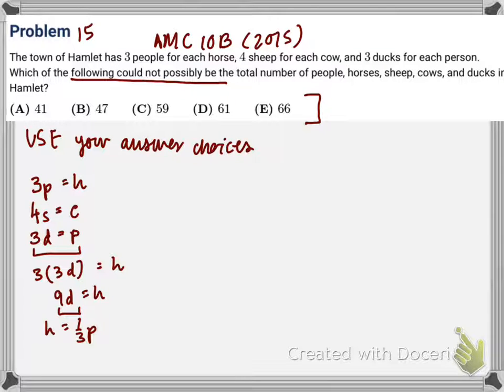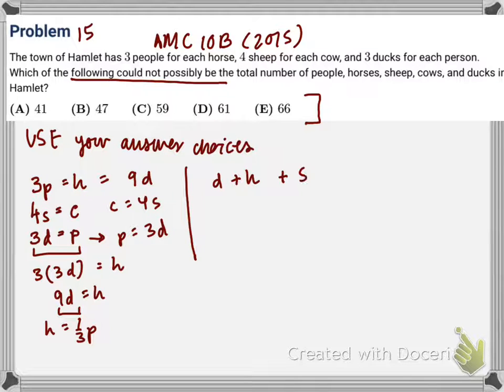So I'm going to add these up, and I'm going to say I have 9 ducks per horse. I have 3 ducks per person. And I have 4 sheep per cow. So now I need to add the number of ducks, the number of horses, the number of sheep, the number of cows, and the number of people.